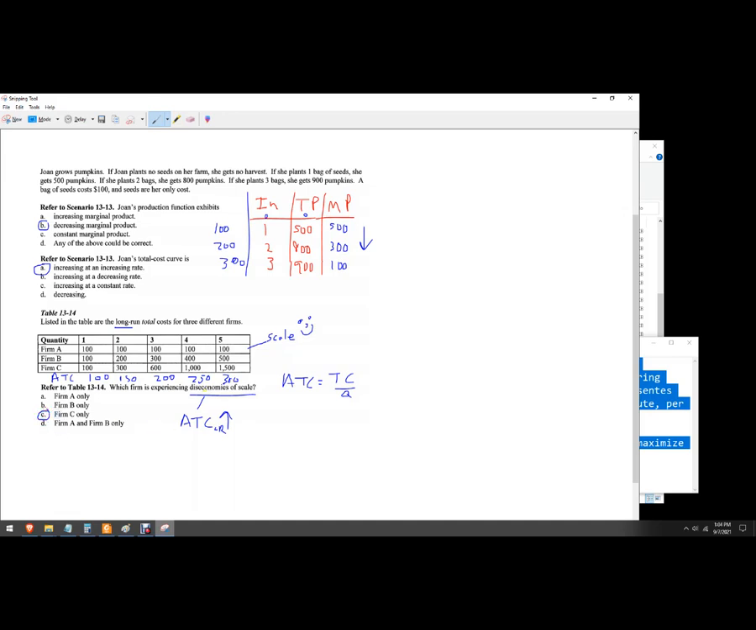Now, if the question was different and it said economies of scale, then it would be firm A. And then constant returns to scale would be firm B.